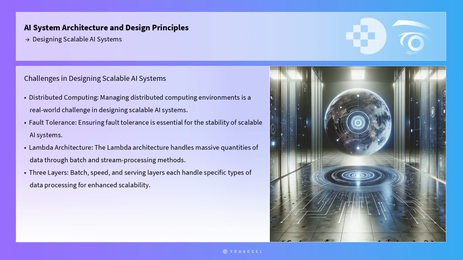Real-world challenges in designing scalable AI systems often include managing distributed computing environments and ensuring fault tolerance. The Lambda architecture, a data processing architecture designed to handle massive quantities of data by taking advantage of both batch and stream processing methods, addresses these challenges. The architecture comprises 3 layers: batch, speed, and serving layers, each designed to handle specific types of data processing. The Lambda architecture ensures that AI systems can process data in real time while also providing comprehensive batch processing capabilities for historical data, thus enhancing scalability and fault tolerance.